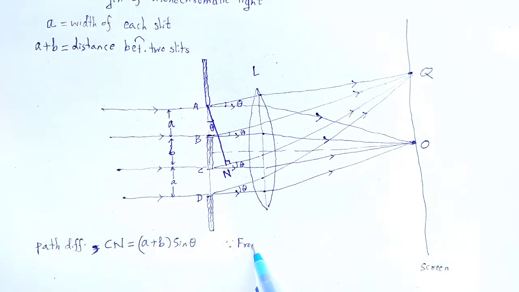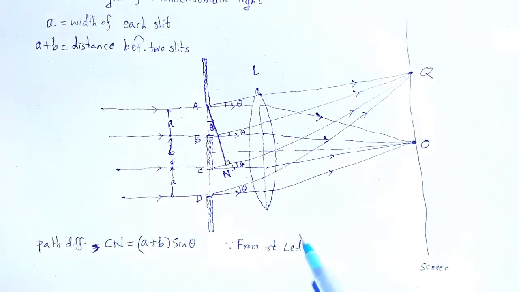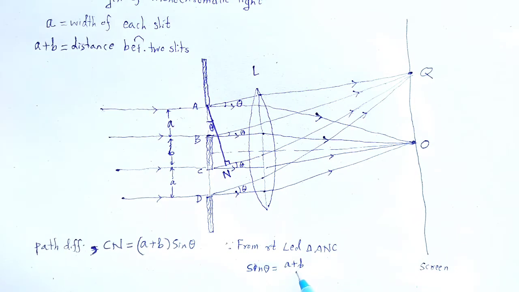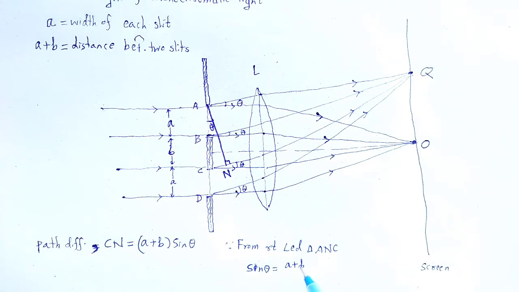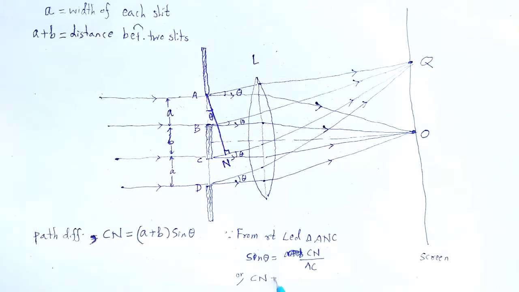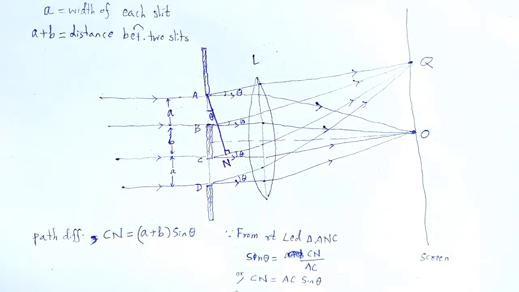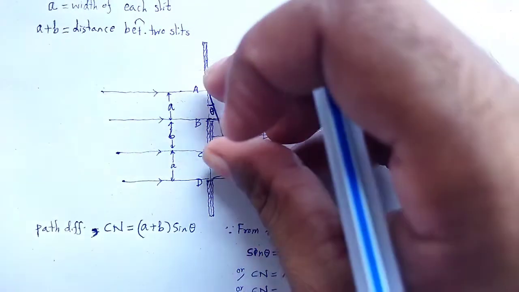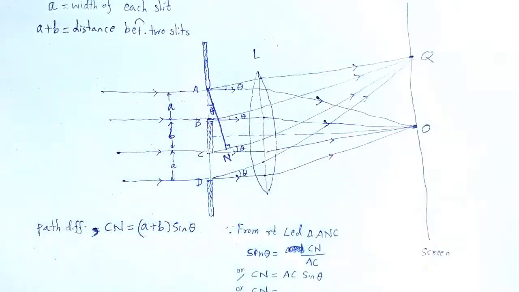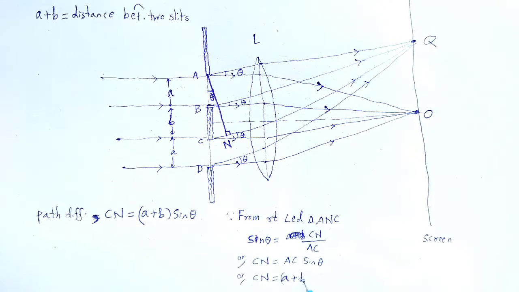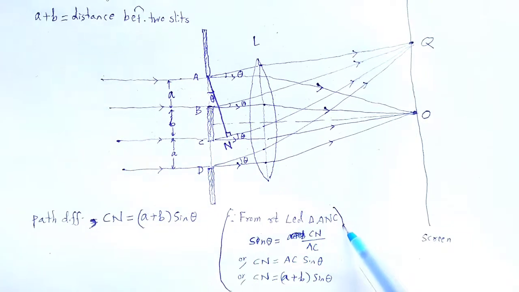As we know from right angled triangle ANC, sin theta is equal to CN divided by AC, or CN is equal to AC sin theta. Here AC is equal to a plus b, which is the distance between the two slits. So (a plus b) sin theta is the path difference.